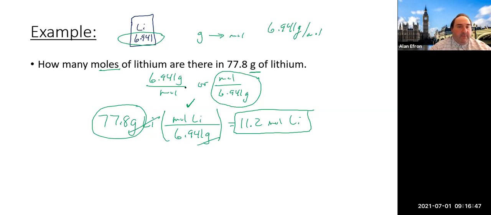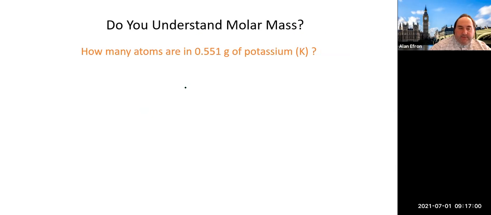Okay, so I want to try one more here, another one. How many atoms are in 0.551 grams of potassium is our next one. How many atoms are in 0.55 grams of potassium? And again, in case you don't have the periodic table, potassium looking like 39.10, we'll call it. All right, see what you come up with.